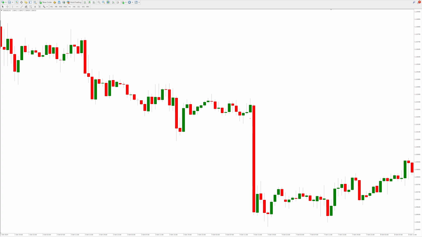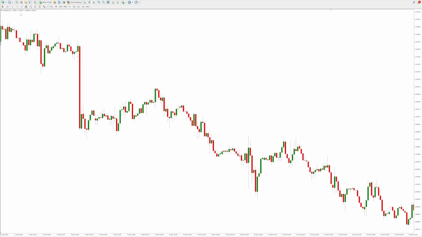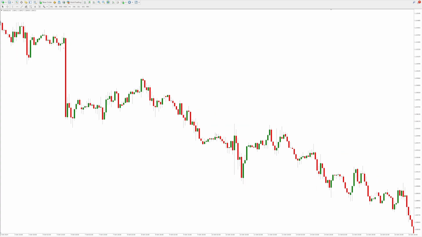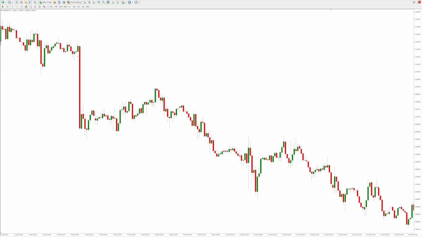Hello traders, and welcome to my video on the Advance Block Candlestick Pattern. In this video I'm going to show you how you can use this candlestick pattern to catch moves like this one for over 150 pips.